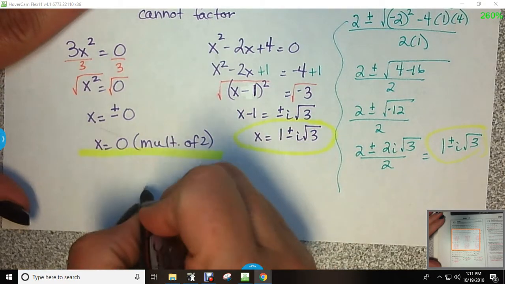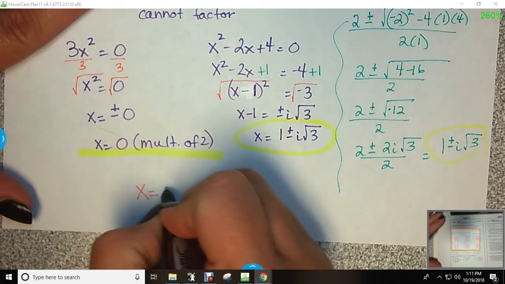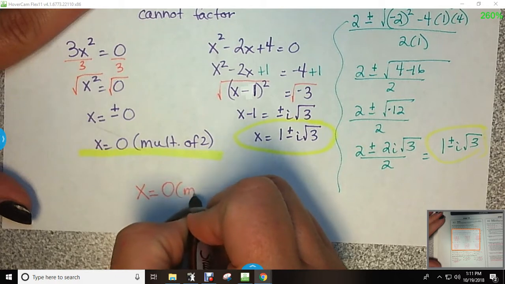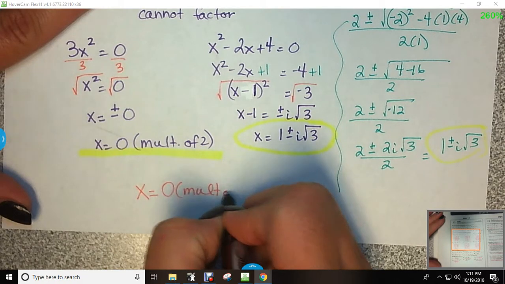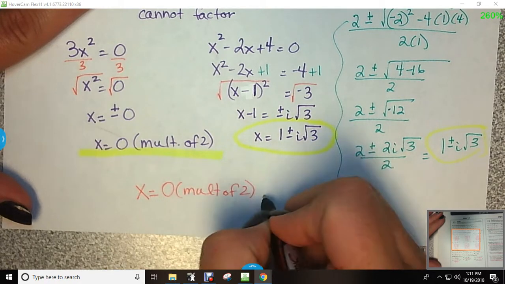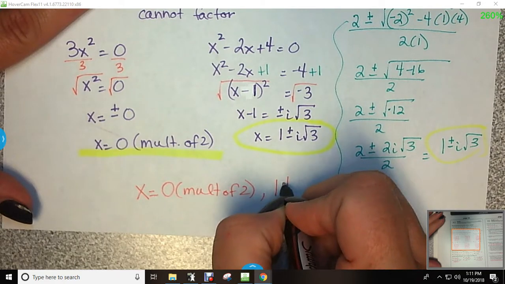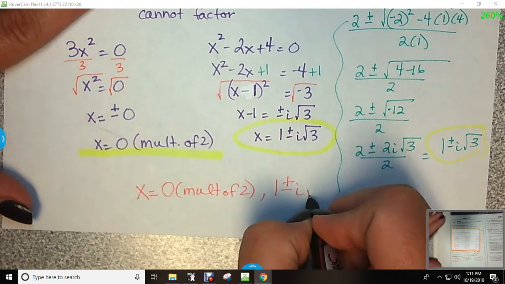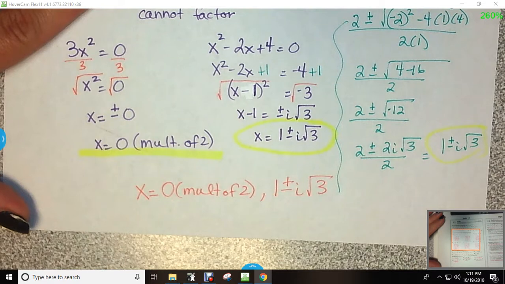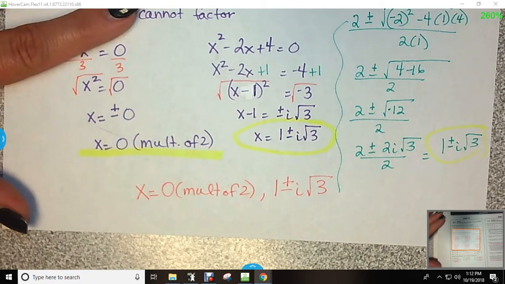So my answers are x equals 0 with a multiplicity of 2, and I also get 1 plus or minus i square root of 3. Can you write it as x is equal to 0, comma 0? You can list the 0 twice. I'm fine with that.